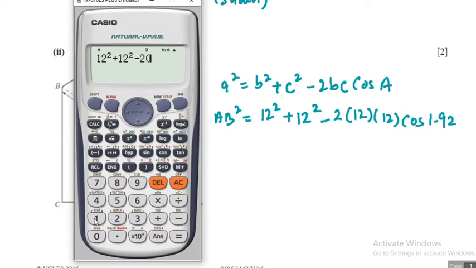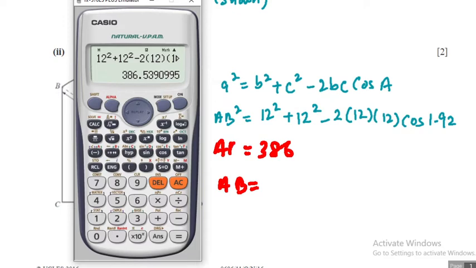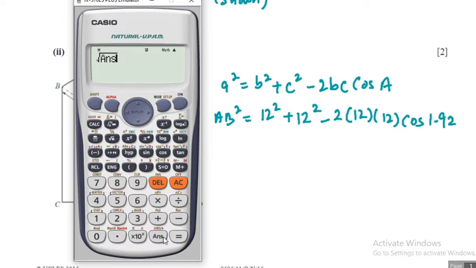2 times 12 times 12 and then bracket cos 1.92. Okay, close bracket, right? So 386. I will write here 386. And you know that to find AB, this is AB square, yeah? So AB should be square root of 386. I just press square root of the answer so I can get AB, which is 19.